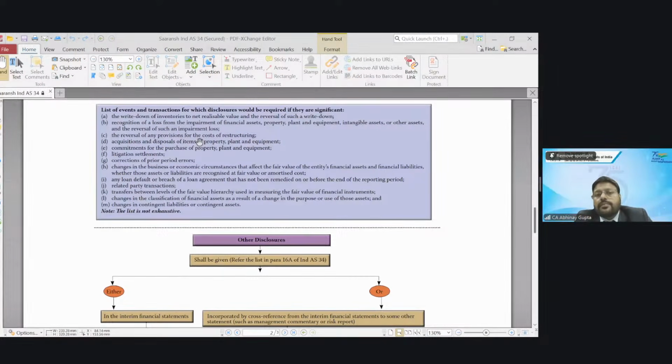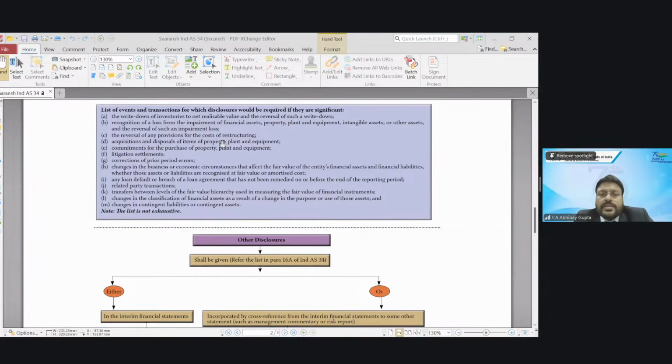Recognition of loss from the impairment of financial assets, property, plant and equipment, intangible assets or other assets, or any reversal of previously recognized impairment losses in the quarter. So if you are passing an entry for booking the impairment loss, or reversal of an impairment loss which was recorded in previous years, will you be making the disclosure around this aspect, or can you simply say, oh, this is not material, let's ignore? No, it is material, because impairment loss recognition as well as reversal is a material item and has to be explained well in the financial statements.